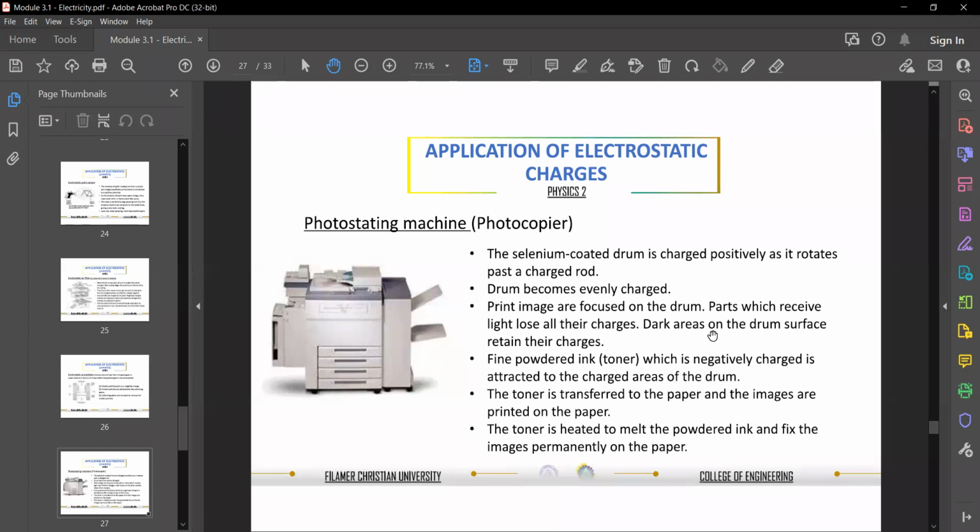Which is negatively charged and will be attracted to the paper, based on the drum. The drum is inside the toner itself. If you have seen a photocopier operating or under maintenance, you can see inside a rolled-up drum. Then the toner itself. The toner is heated to melt the powdered ink and fix the images permanently on the paper. It is like it is being cooked.